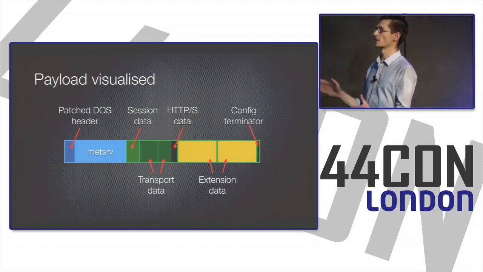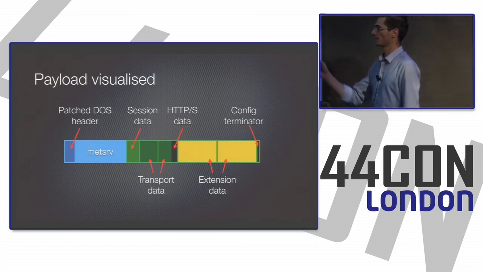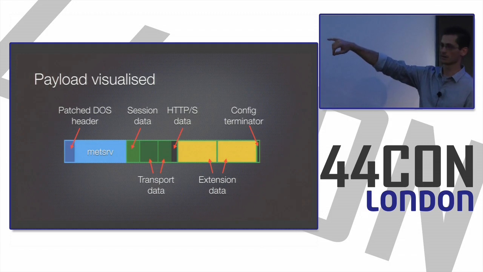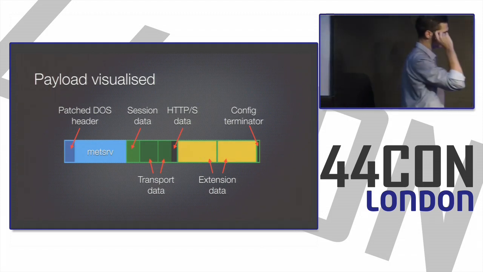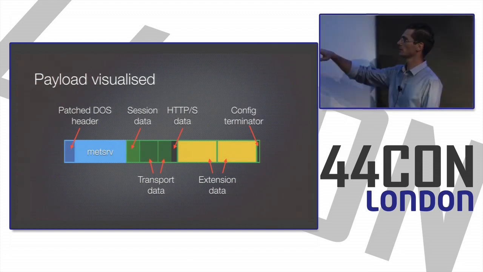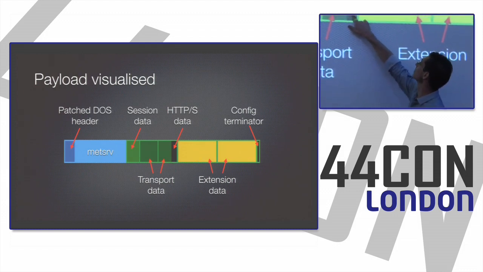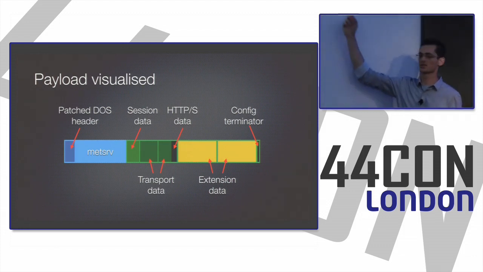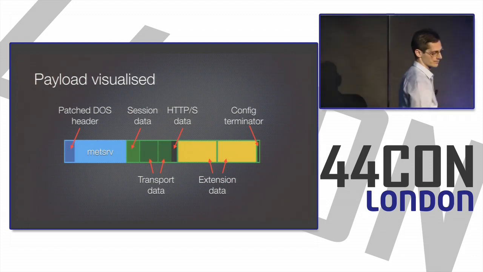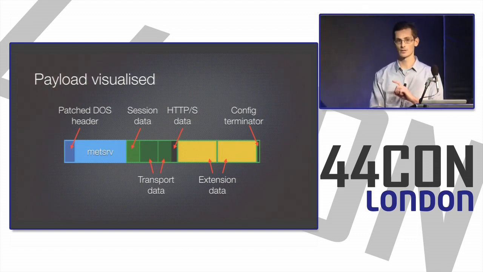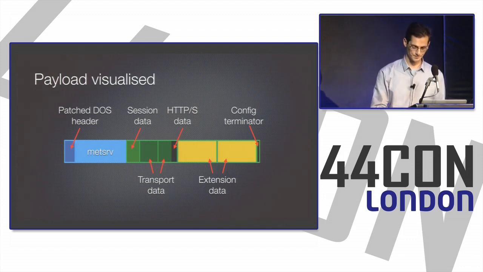So here's my programmer art that shows you what it looks like. That first part, the blue bit, is the metsrv DLL as it currently stands, with a tiny bit of patched shellcode in the DOS header right up front, immediately followed by the session and the transport information. As you can see, there should be multiple, and this is an attempt at the additive part for the HTTP comms, and then one or more extensions followed by what's effectively a null terminator to indicate the end of the configuration. You can generate this stuff yourself, and it's heavily documented on the wiki. If you read it and find any gaps, please let me know.